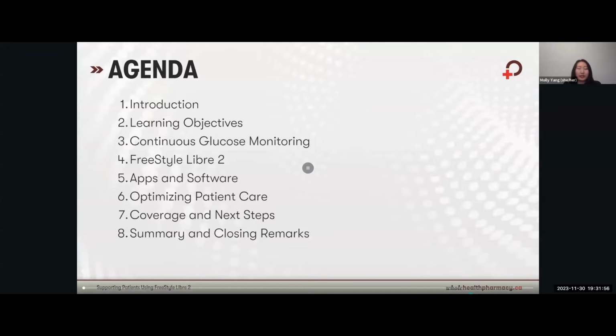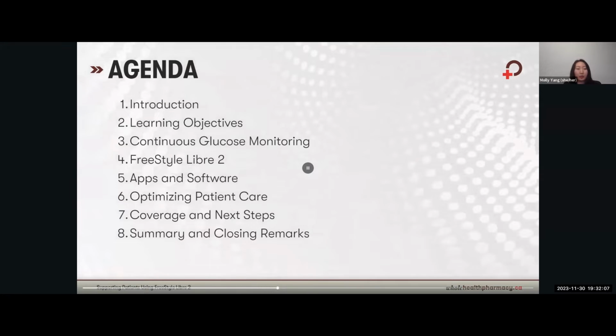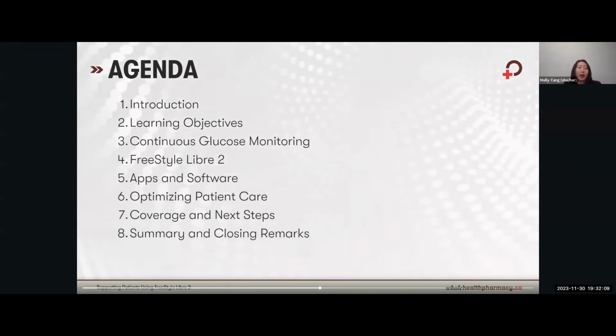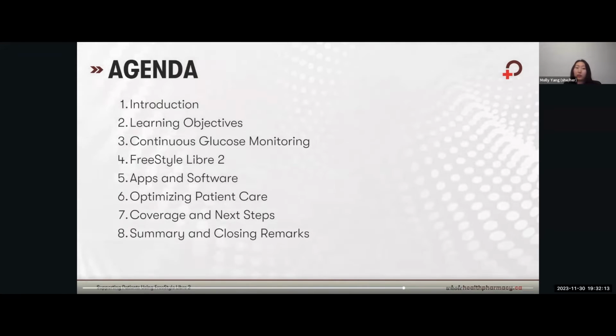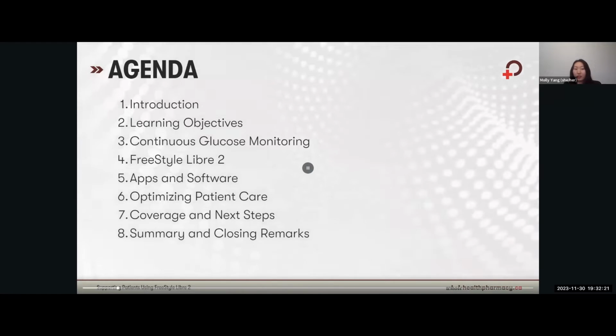So for the agenda today, we'll do a quick introduction and go over our learning objectives. We'll go into continuous glucose monitoring. We'll then review some of the key updates with the FreeStyle Libre 2 system. And then the apps and softwares that are available within the FreeStyle Libre 2 ecosystem that you can use to help monitor your patients. We'll go into workflow and optimizing patient care, as well as coverage and next steps.